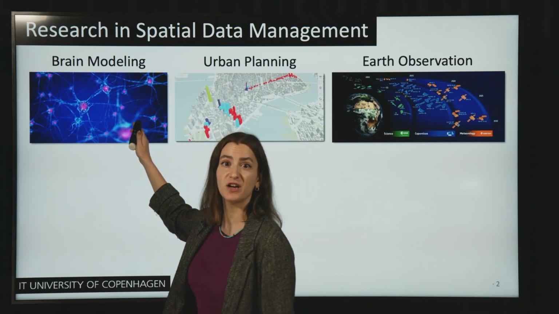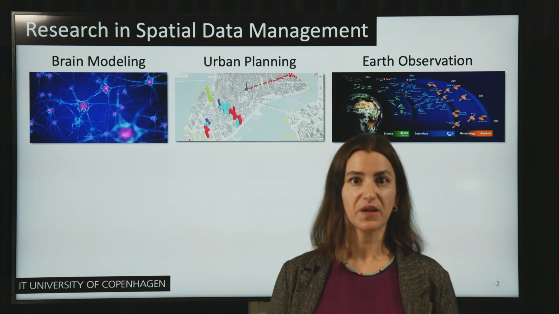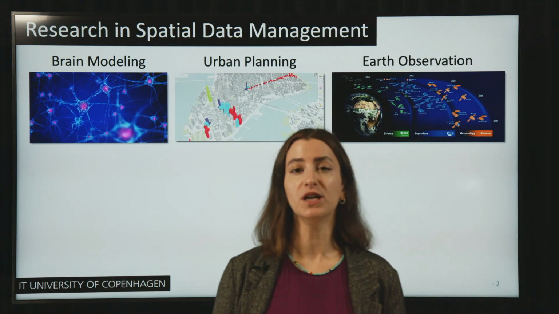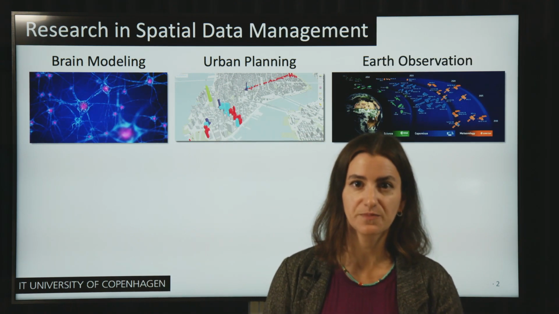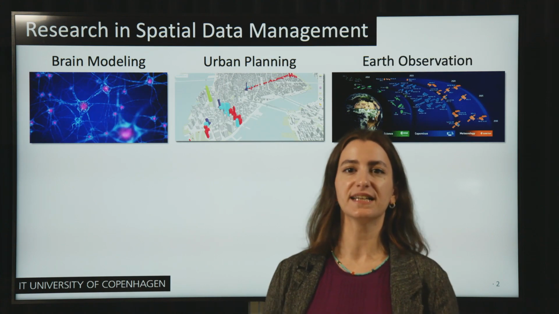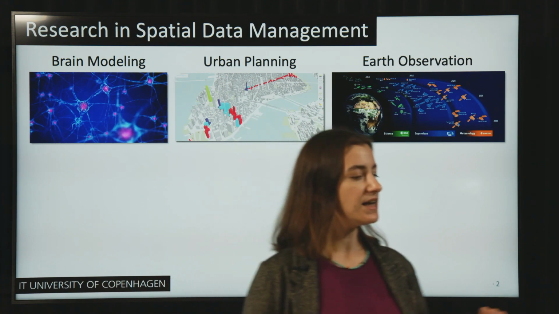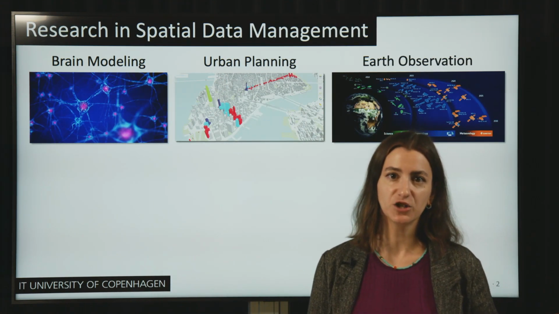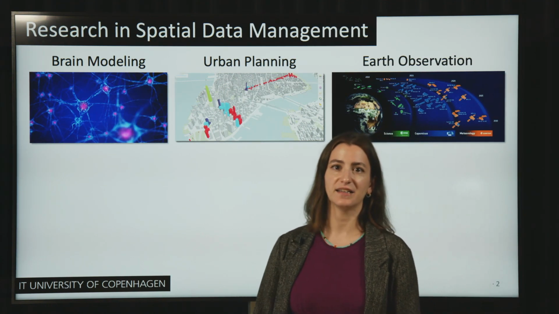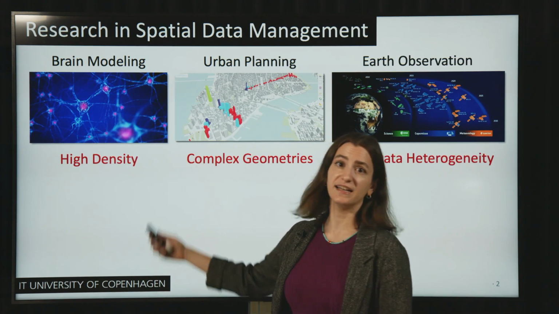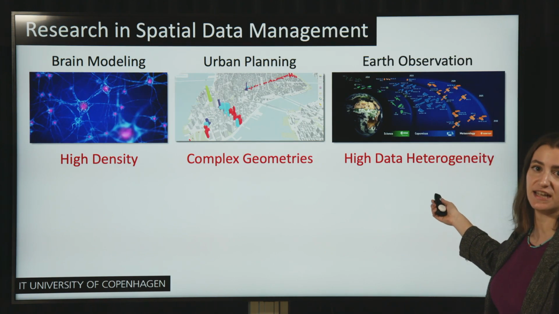Neuroscientists built 3-dimensional brain atlases that capture the shape and properties of different brain structures. City planners and other officials rely on spatial urban datasets to make more informed decisions. Finally, there are thousands of orbiting satellites that capture valuable information about our planet. Now, analyzing spatial data in these applications is very challenging for several reasons, but I would like to highlight the following 3. We are dealing with high data density, complex geometries, and also there is high data heterogeneity.